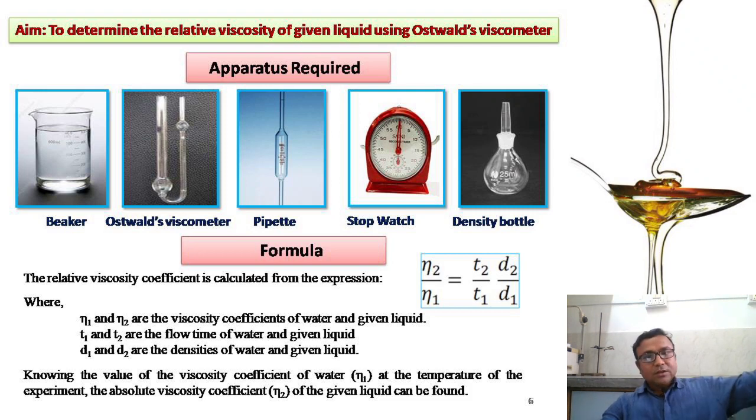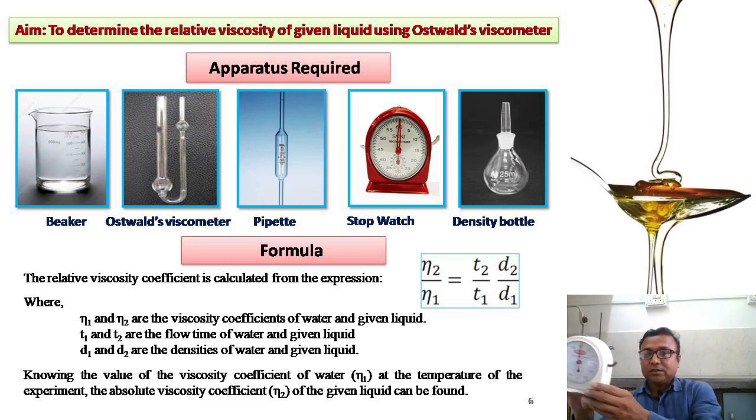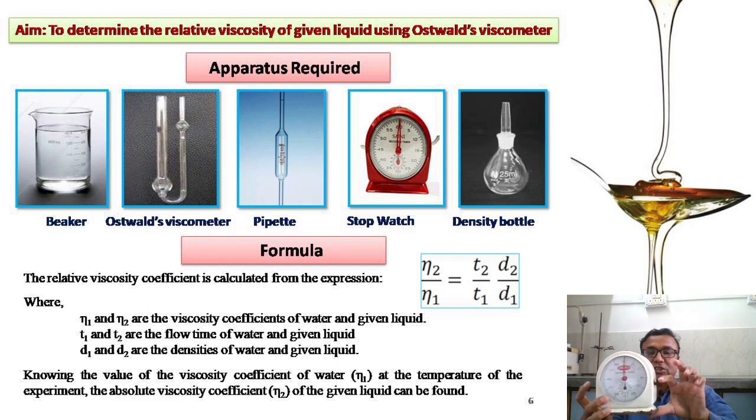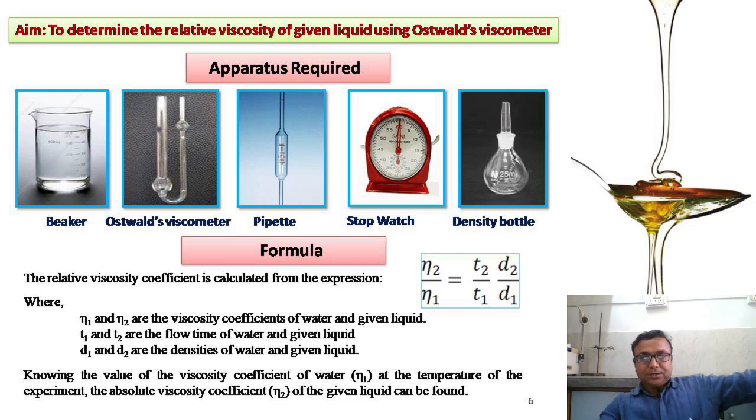A stopwatch is required. This is the stopwatch, I will show you again here. There is one screw in order to charge this stopwatch, and there are two knobs given here. One adjusts the start and stop of the watch, and the other adjusts the zero. In this way, we can note down the flow time for the flow of the particular liquid.